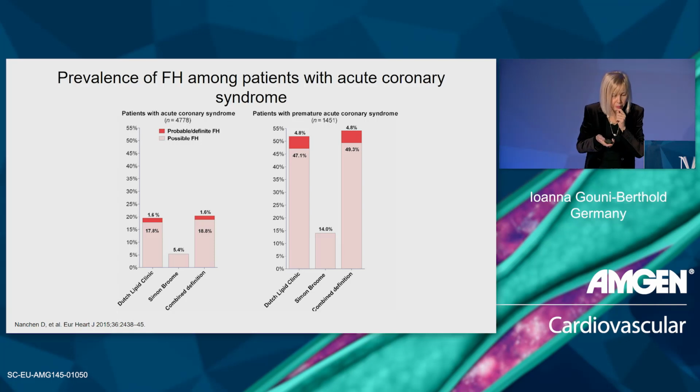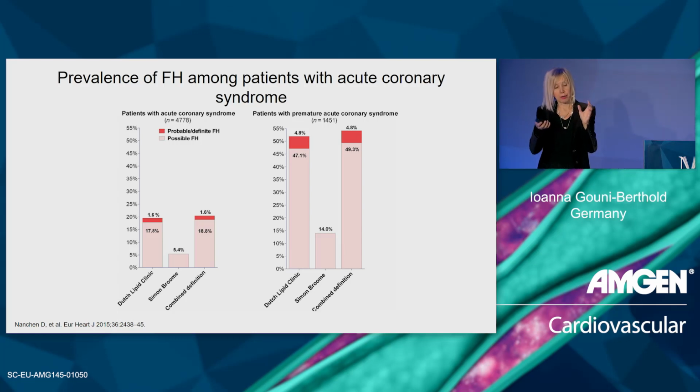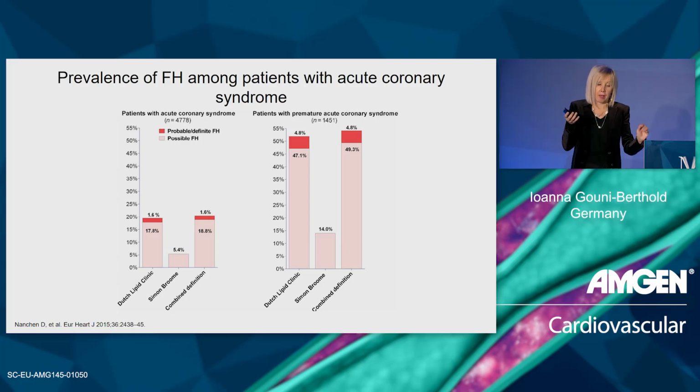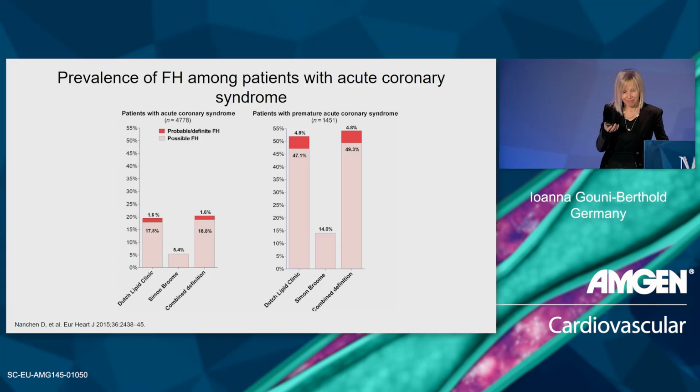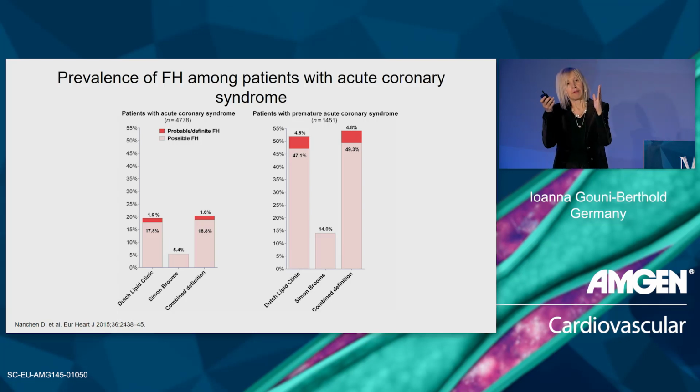Look at this study from Switzerland, where they found that in patients with acute coronary syndrome, the left part of the slide, the probable or definite FH is in 1.6% of the population. So actually 3 times more often than in the general population. And if you have patients with premature acute coronary syndrome, again, the left column, 5% of your patients that come to you with a premature coronary heart disease have an FH.